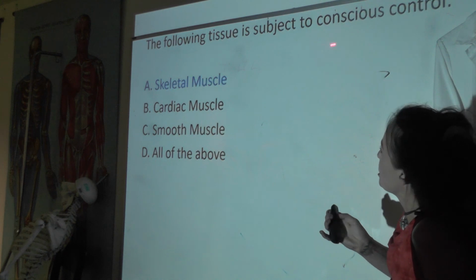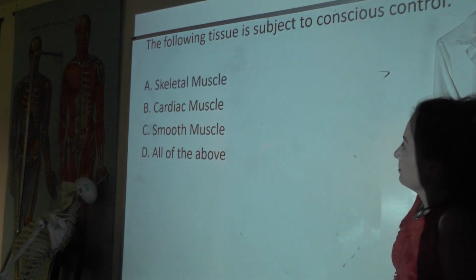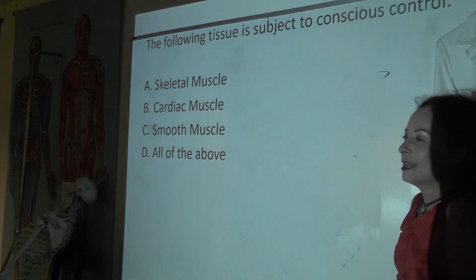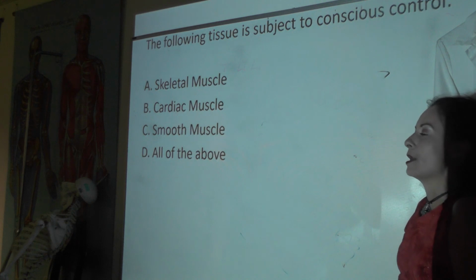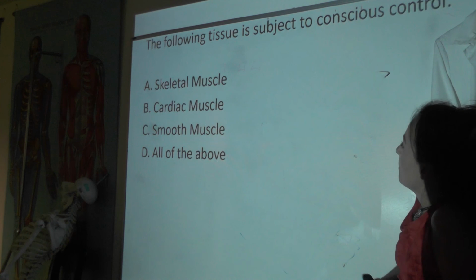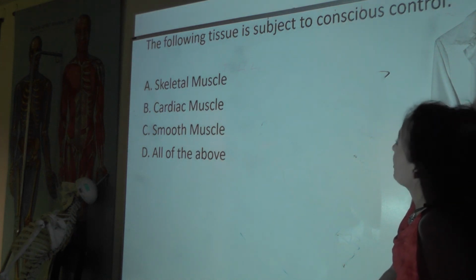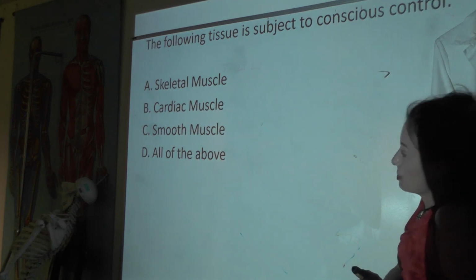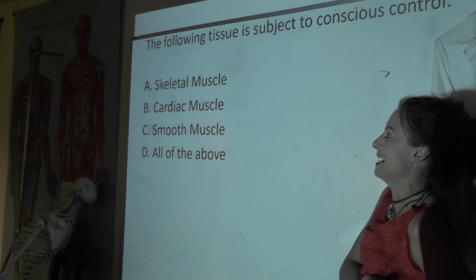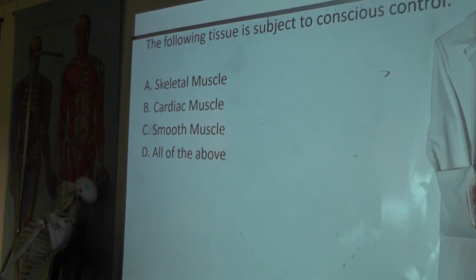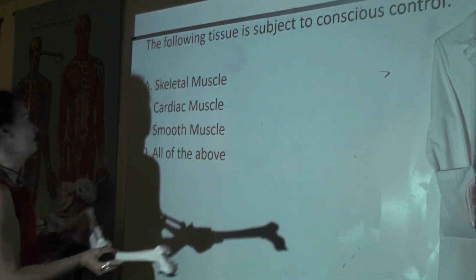The following tissue is the subject. I just clicked forward to the answer before I asked the question. I don't need your laugh from the kitchen. The following tissue is subject to conscious control. A, skeletal muscle. B, cardiac muscle. D, I am failing, which is a D, as I just said.